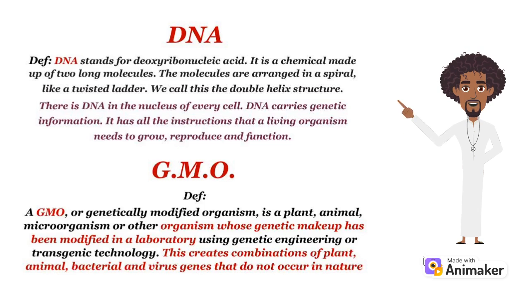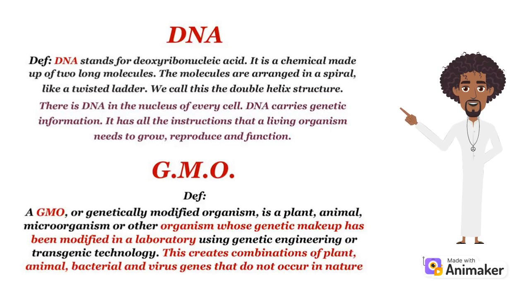And it is within the cell that the universal law of combination exists. It is the nucleus of the cell that contains the instructions for the cell to combine with another cell. Now, let's see what these three-letter words really mean. DNA stands for deoxyribonucleic acid. It is a chemical made up of two long molecules arranged in a spiral, like a twisted ladder. They call this the double helix structure.